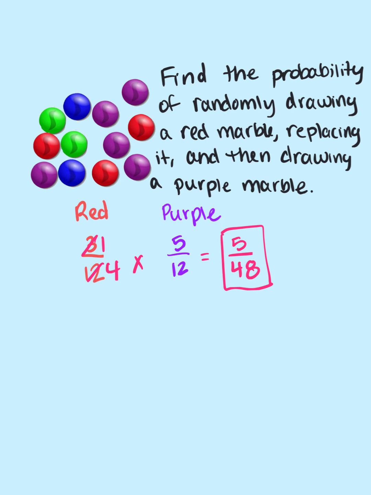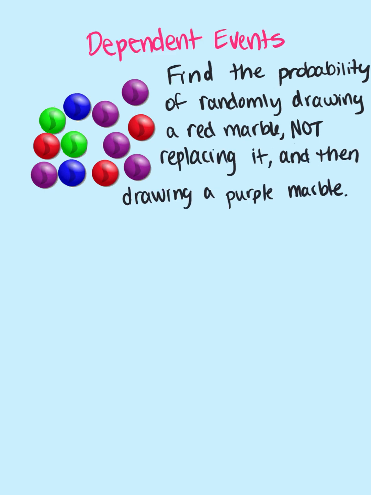Now I want us to look at the same scenario, but it's going to be dependent probability. This time we're going to find the probability of randomly drawing a red marble, not replacing it, and then drawing a purple marble. This is a dependent event. The reason why it's a dependent event is because the first event is going to affect the second event. So I'm going to start with probability of drawing a red marble.